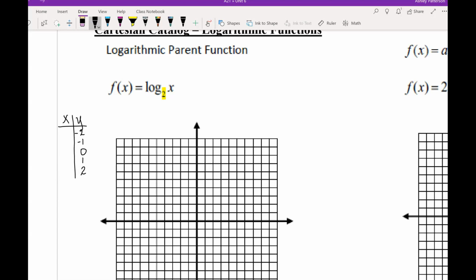Well, my base is 2. So 2 to the -2 power is 1/4. We are working backwards. 2 to the -1st power is 1/2. 2 to the 0 is 1. 2 to the 1st is 2, and 2 squared is 4. Keep in mind, these have vertical asymptotes. I'm just going to write it next to the parent table. And this one is at x equals 0 since my h is 0.